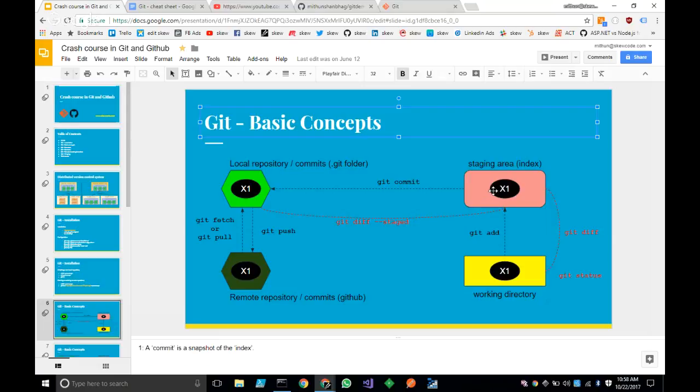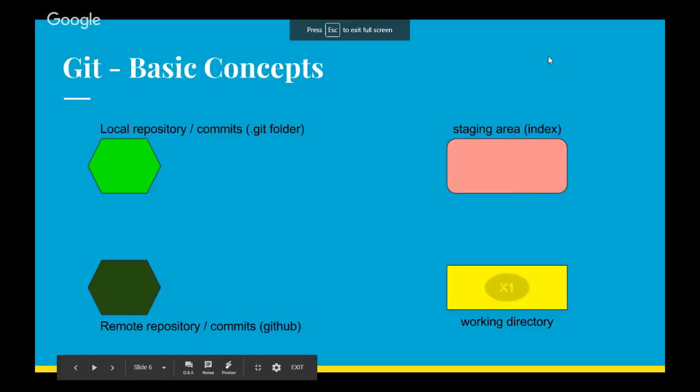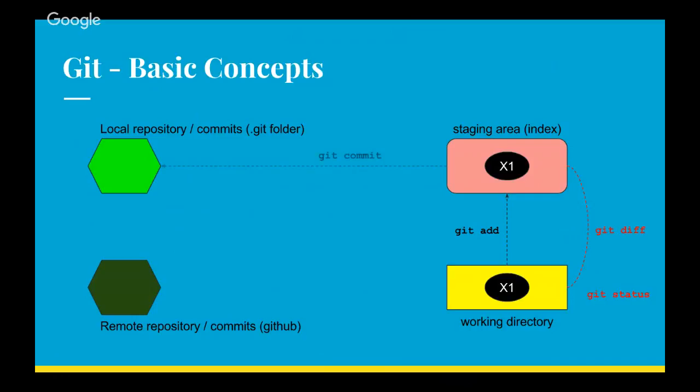Now we need to push these changes from the staging area into the local repository, and we do that using this command called git commit. Git commit will take a snapshot of the staging area and create a commit object out of it. So a commit object is a full history.